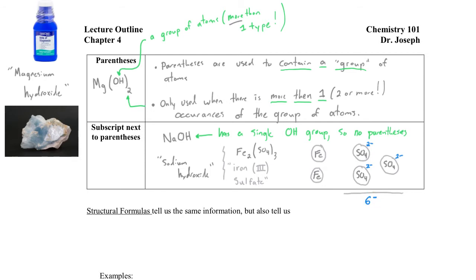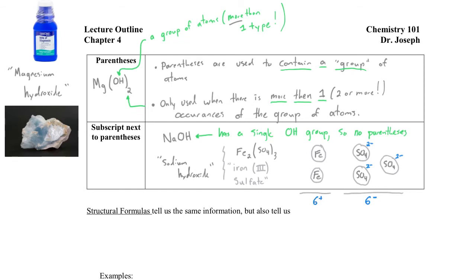Now here on the iron side, we have to balance out that negative charge with a positive one. How do I know that? Well, that's because I know that iron 3 sulfate is completely neutral overall. It doesn't have any excess charge. So if we have 6 negative charges, that means we also have to have 6 positive charges.